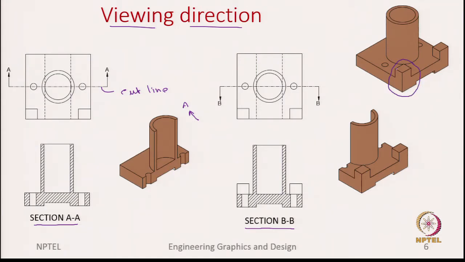So, this feature, like a step, what we have here is only present when you are looking in the direction B, but if you are looking in the direction A, that feature is absent, which means this particular object is not symmetric about the cutting plane. Since it is not symmetric, you will have a different view based on the direction you are looking at. So, this feature is present here, which we show in section BB, but correspondingly here that is absent.